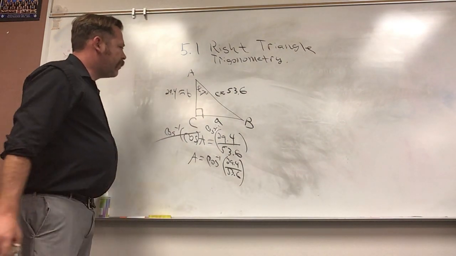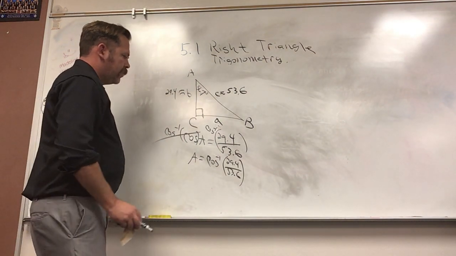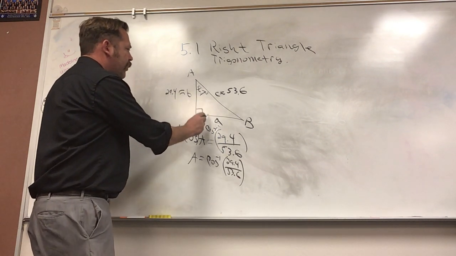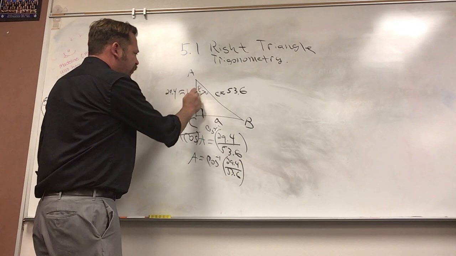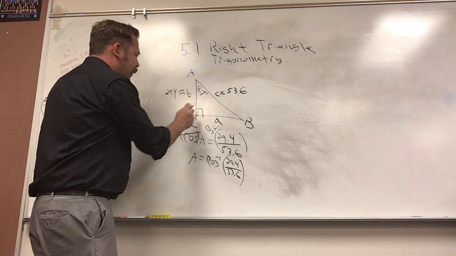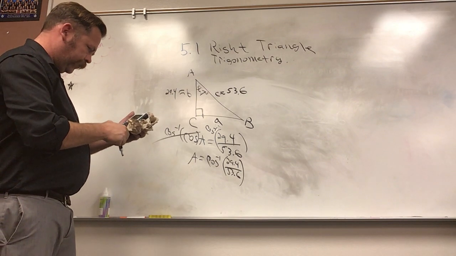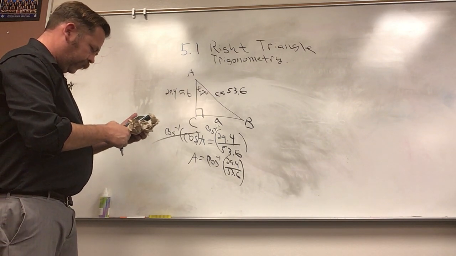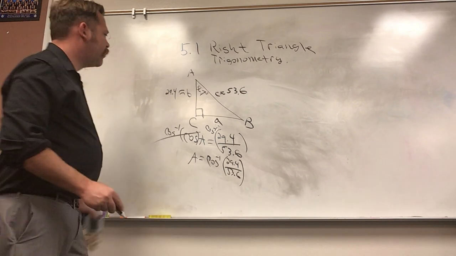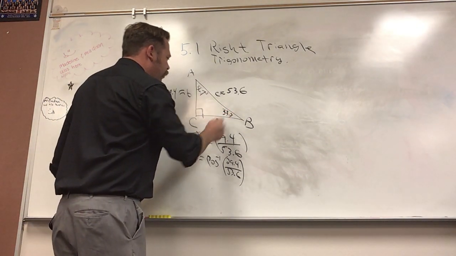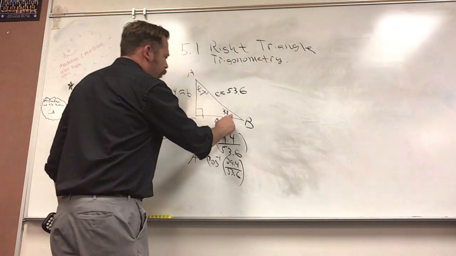Now, what's the easiest way to find angle B? Well, what are they all going to add up to? 180, so I can do 180 minus 56.7 minus 90. And that leaves me with 33.3 degrees for angle B.